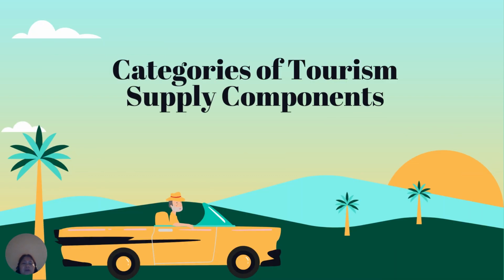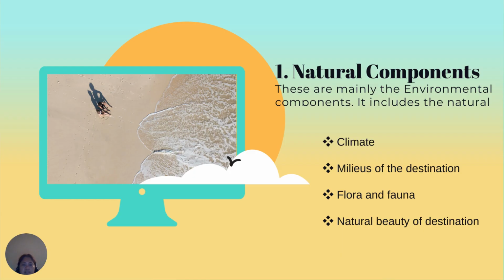Okay. So we have the categories of tourism supply components. One of those is the natural components. For the natural components, let's see the different features of this. So we have the climate.